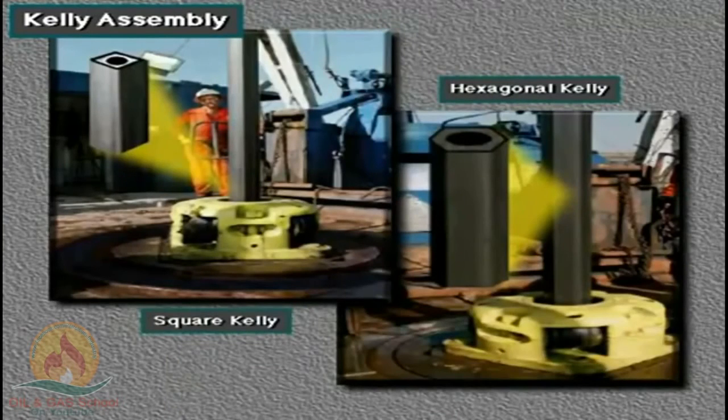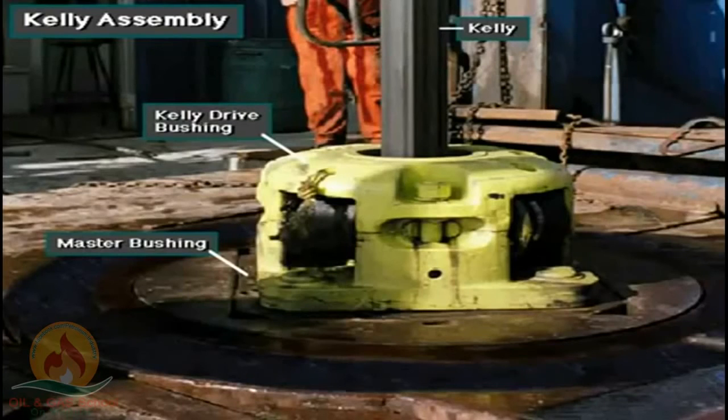The Kelly has either 4 or 6 sides and passes through a 4 or 6-sided opening in the Kelly drive bushing. The Kelly drive bushing mates with the master bushing. So, when the machinery inside the rotary table rotates the master bushing, the Kelly drive bushing rotates the Kelly and attached drill string and bit.